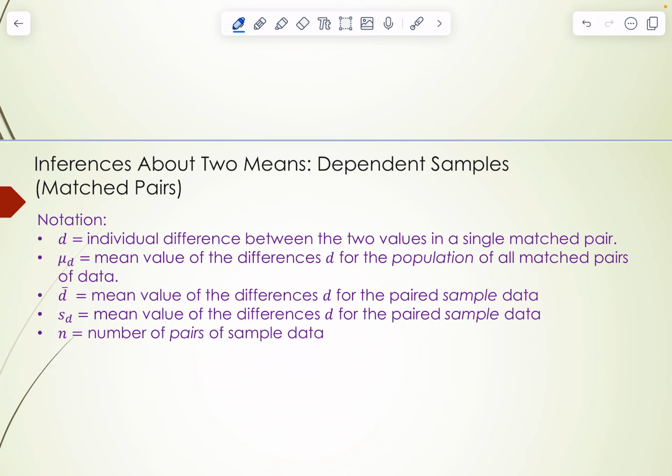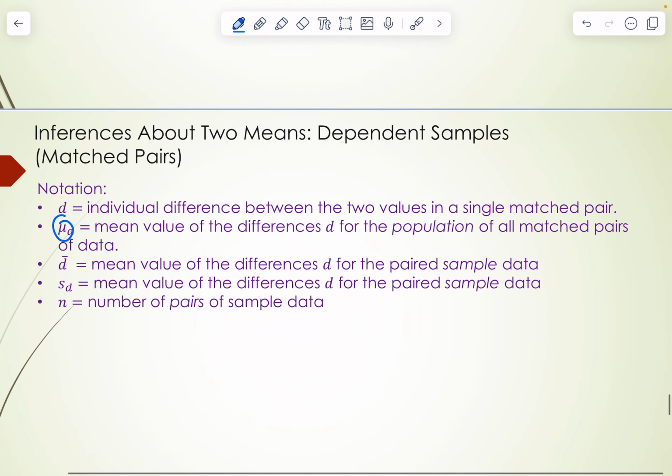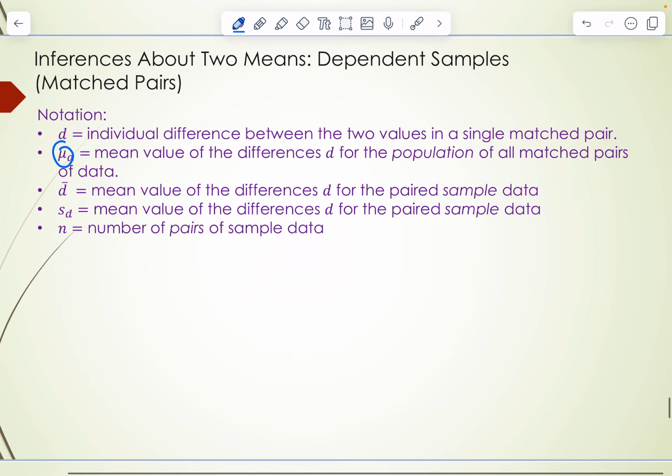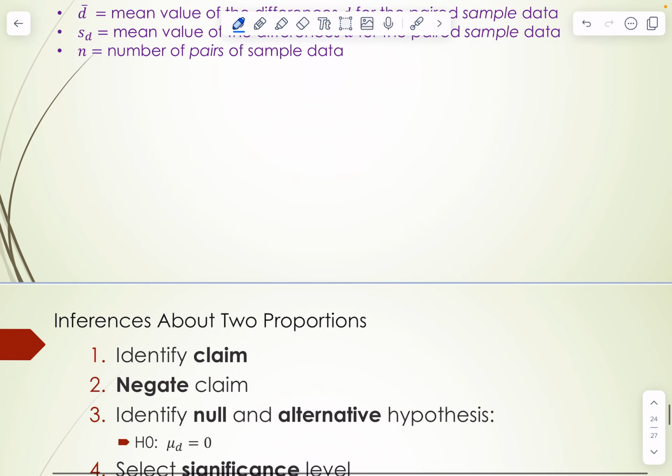All right, and so you have a bunch of D's. You can find a mean, the mean difference of the sample, and that would be D bar. Mu D is, we don't know what it is, right? That's what we're trying to talk about. And the question is, on average, will everybody improve? Will D be positive or negative? What will D be? SD is the standard deviation of the differences, and N is the number of pairs of sample data.